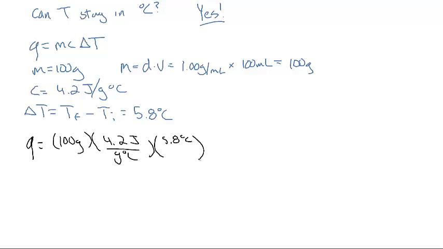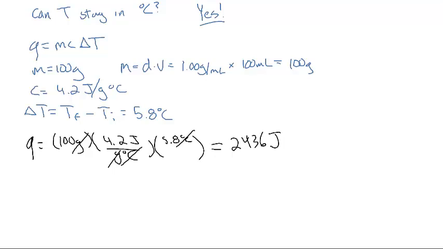Here's one way that the units can get messed up. Your c can be in different units, your mass too. So I like keeping my units straight and making sure I'm in the right spot. So Q should be in joules. So 100 times 4.2 times 5.8 is equal to what? 2,436 joules.